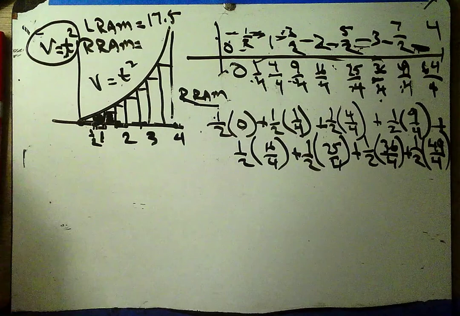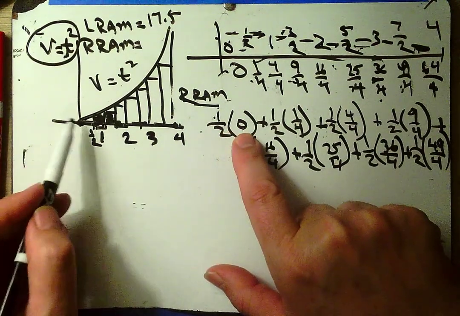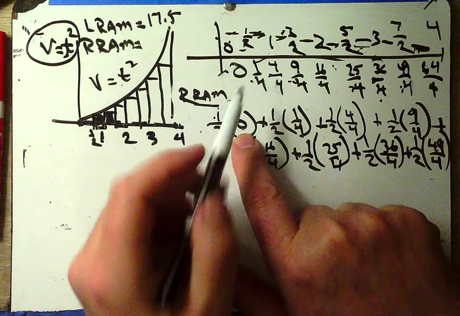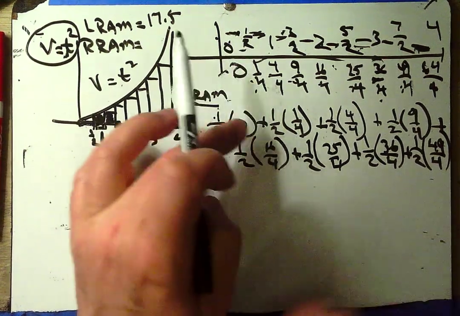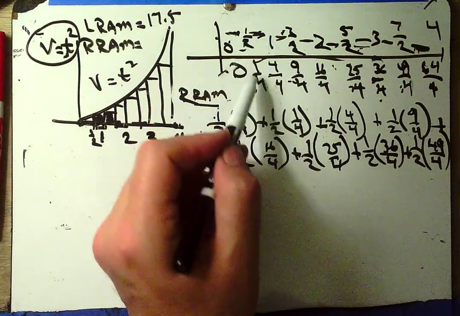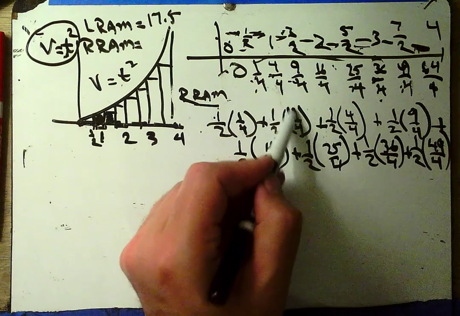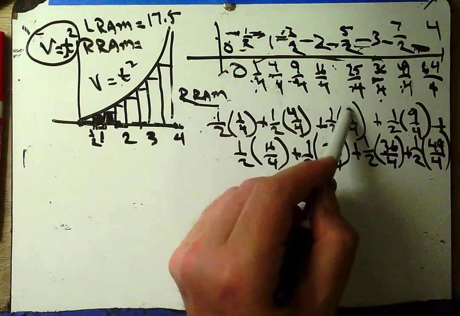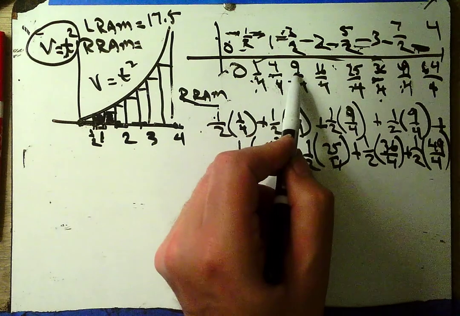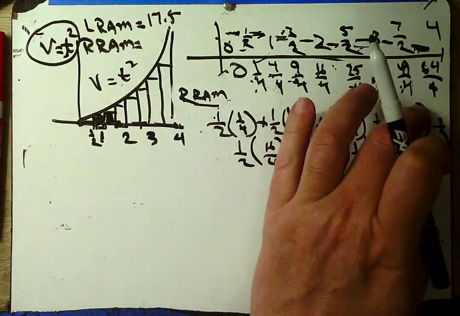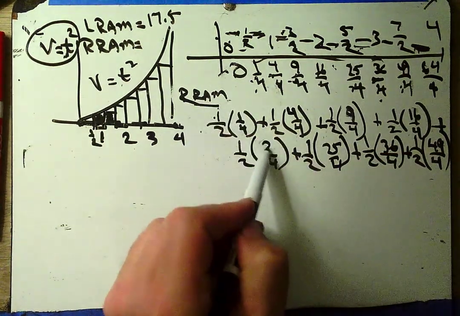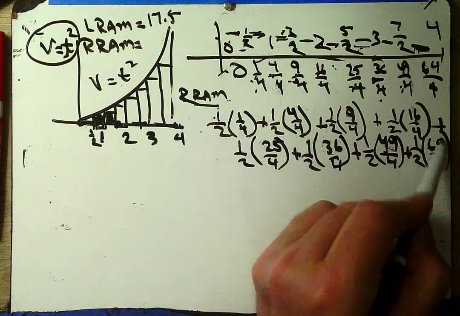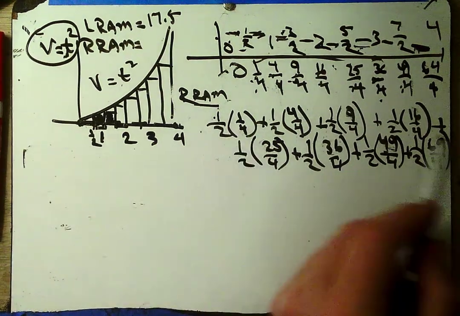Okay, so what's going to change here? Subinterval width times the velocity or height at the left side is now going to become subinterval width, what's the height at the right side? So instead of 0 here for this first rectangle, I'm going to use this value, 1/4. And on the second rectangle, I'm not going to use this height, I'm going to use this height, 4/4. And on the third rectangle, I'm not going to use this height, but instead I'm going to use this height, 9/4. And over here, I'm not going to use this height, I'm going to use this height because I'm going to the right side of that subinterval. And so on. 25, 36, 49, and finally 64.